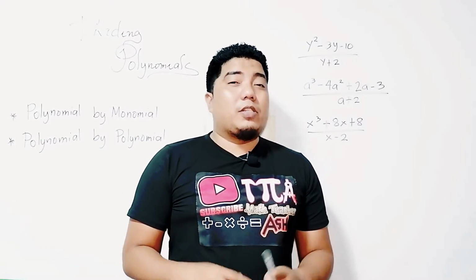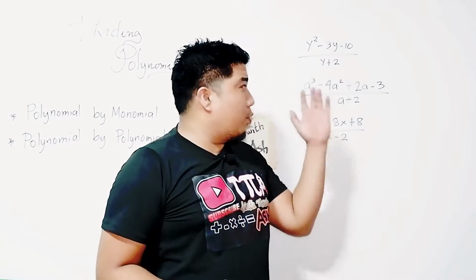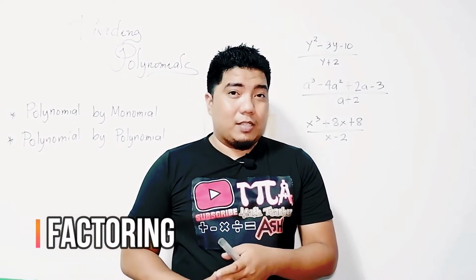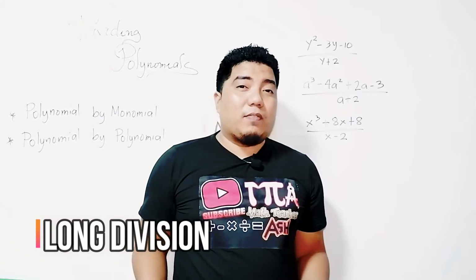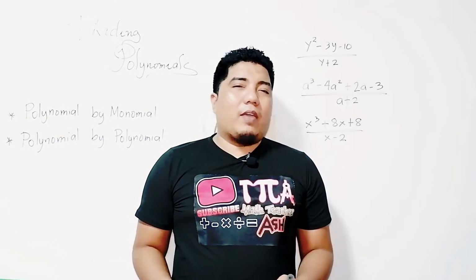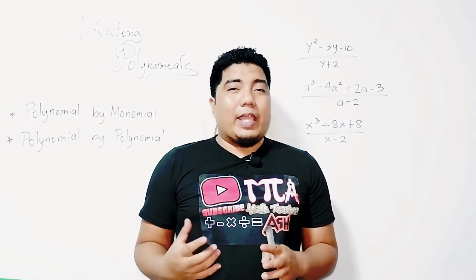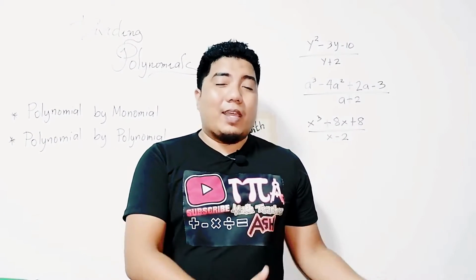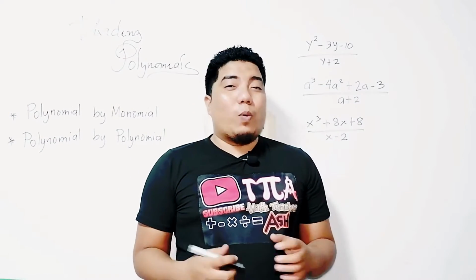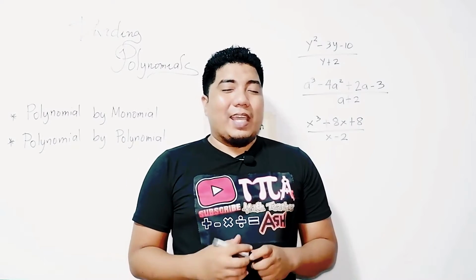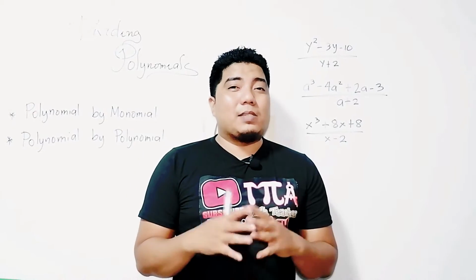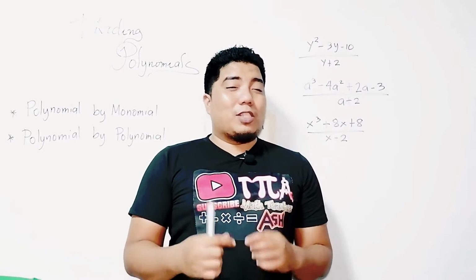Actually, my dear math learners, there are three methods that you can do about this. The first one is by the use of factoring. The second one is by the use of long division. And the third one is by the use of synthetic division. However, synthetic division is discussed in the grade 10 level. Factoring is discussed in the grade 8 level, while long division is discussed from grade 7 up to grade 10 level. But since this is math learning with Sir Ash, I will introduce some of the topics.